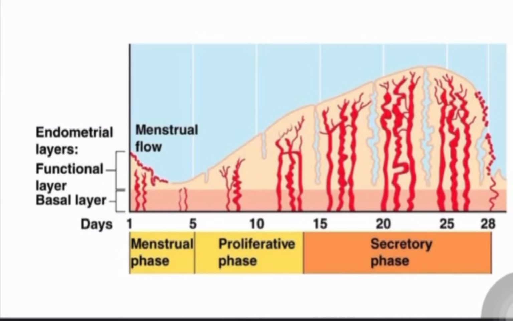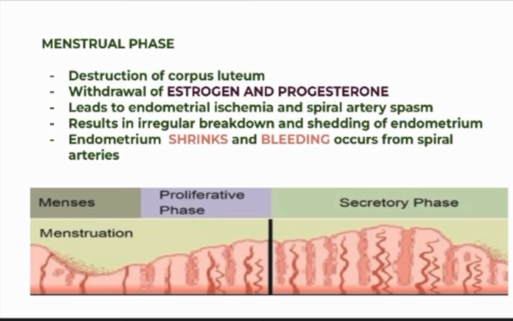Okay, so that's it. Now these are the three phases you could see in the menstrual cycle. First phase is the menstrual phase, second is the proliferative phase, and third is the secretory phase. So let's discuss these in depth. First is the menstrual phase. This occurs due to destruction of the corpus luteum, with withdrawal of estrogen and progesterone. This leads to endometrial ischemia and spiral artery spasm. This results in irregular breakdown and shedding of the endometrium.